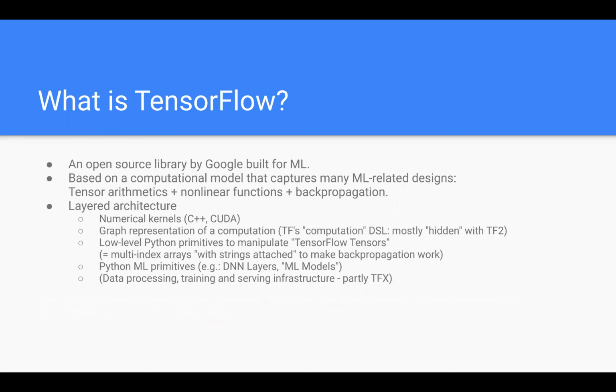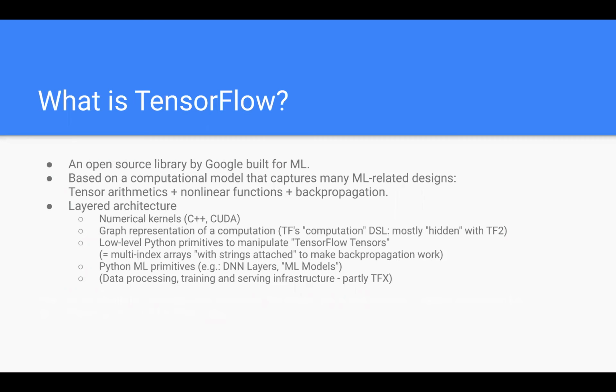TensorFlow has a layered architecture. At the lowest level, we have numerical kernels that provide numerical primitives like matrix vector multiplication, solving linear systems, that kind of thing. This is implemented in C++, respectively, if we target GPUs, then in CUDA. There is another layer on top of this, which provides a graph representation of a computation. These graph representations are TensorFlow's internal domain-specific language for numerical computations. In TensorFlow 2, it's mostly hidden, but it still exists.